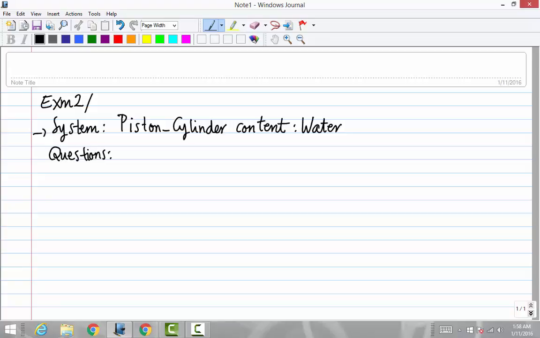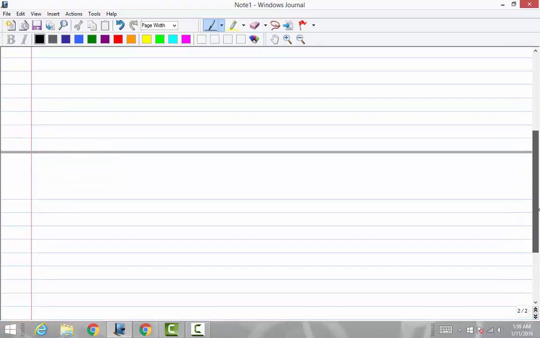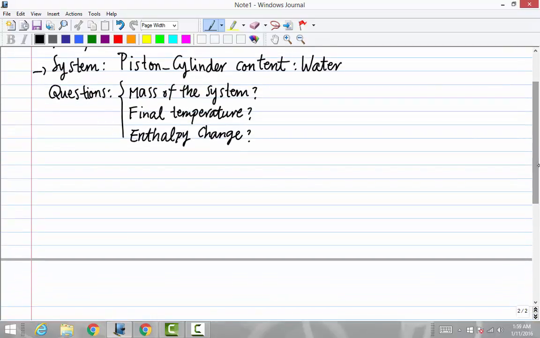And the questions are the mass of the system, the final temperature, and the enthalpy change. Keep in mind that we need to draw the process on a T-v diagram at the end. So that's like the fourth part.